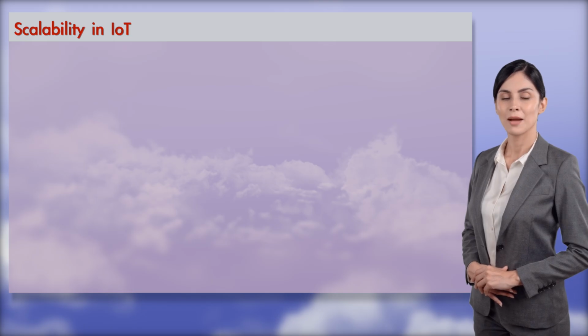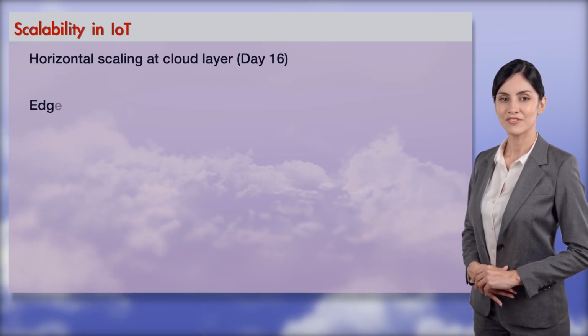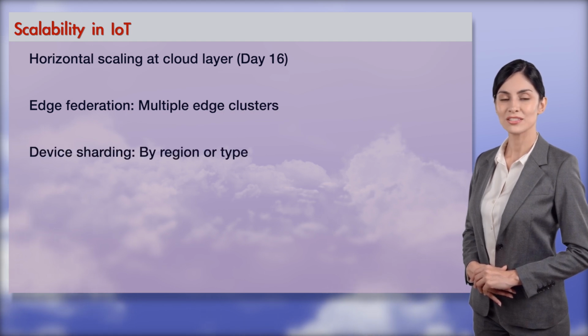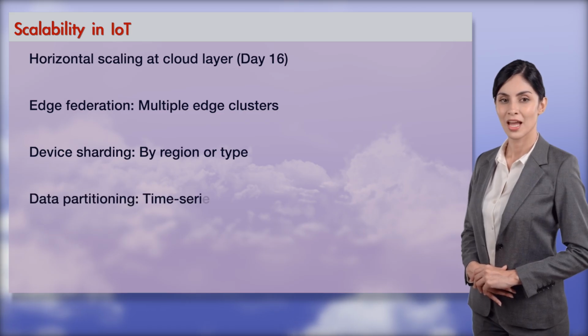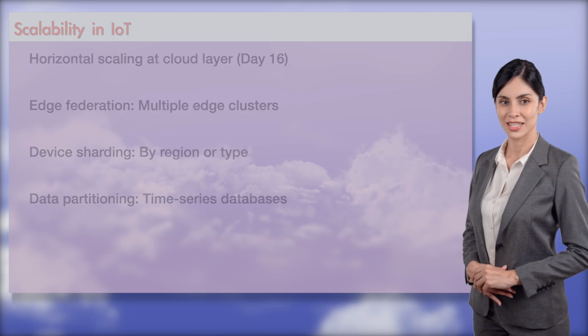Scalability in IoT. Apply horizontal scaling at the cloud layer, per Day 16. Use edge federation to coordinate multiple edge clusters, and shard devices by region, type, or customer for manageability. Partition telemetry data using time series databases optimized for high ingest rates.